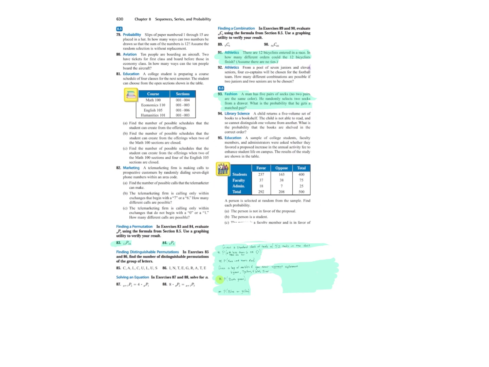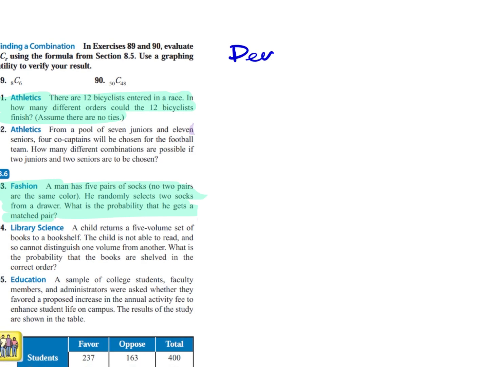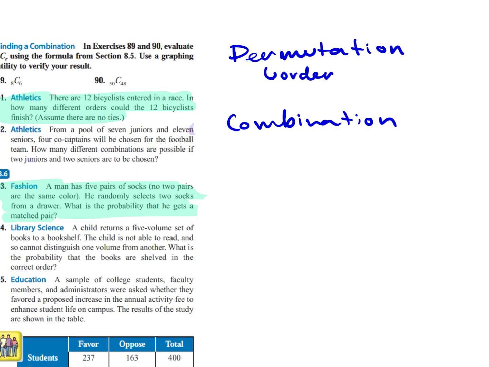All right, next page we have probability. Two things. We have permutations and combinations. Which one do you think the order matters? Take the other one. Good guess. Permutation, order matters. So permutation would be something like a race.